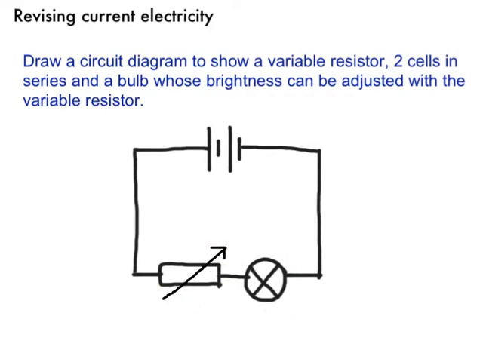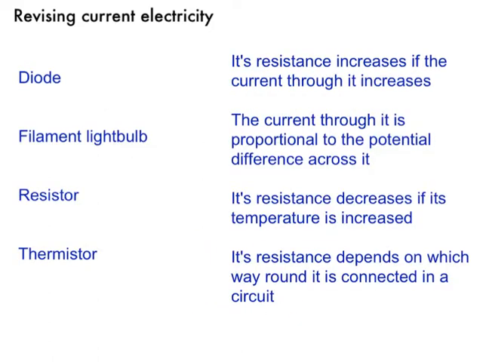For this next question we're going to have a little think about the role that some different components play in a circuit. So have a look at the components that I've got written down here. We've got a diode, filament light bulb, a resistor and a thermistor, and I've got the sort of definition describing what those components do in a circuit there. So pause this, have a little look at it, and then come back and we'll see whether you can connect up the dots here.